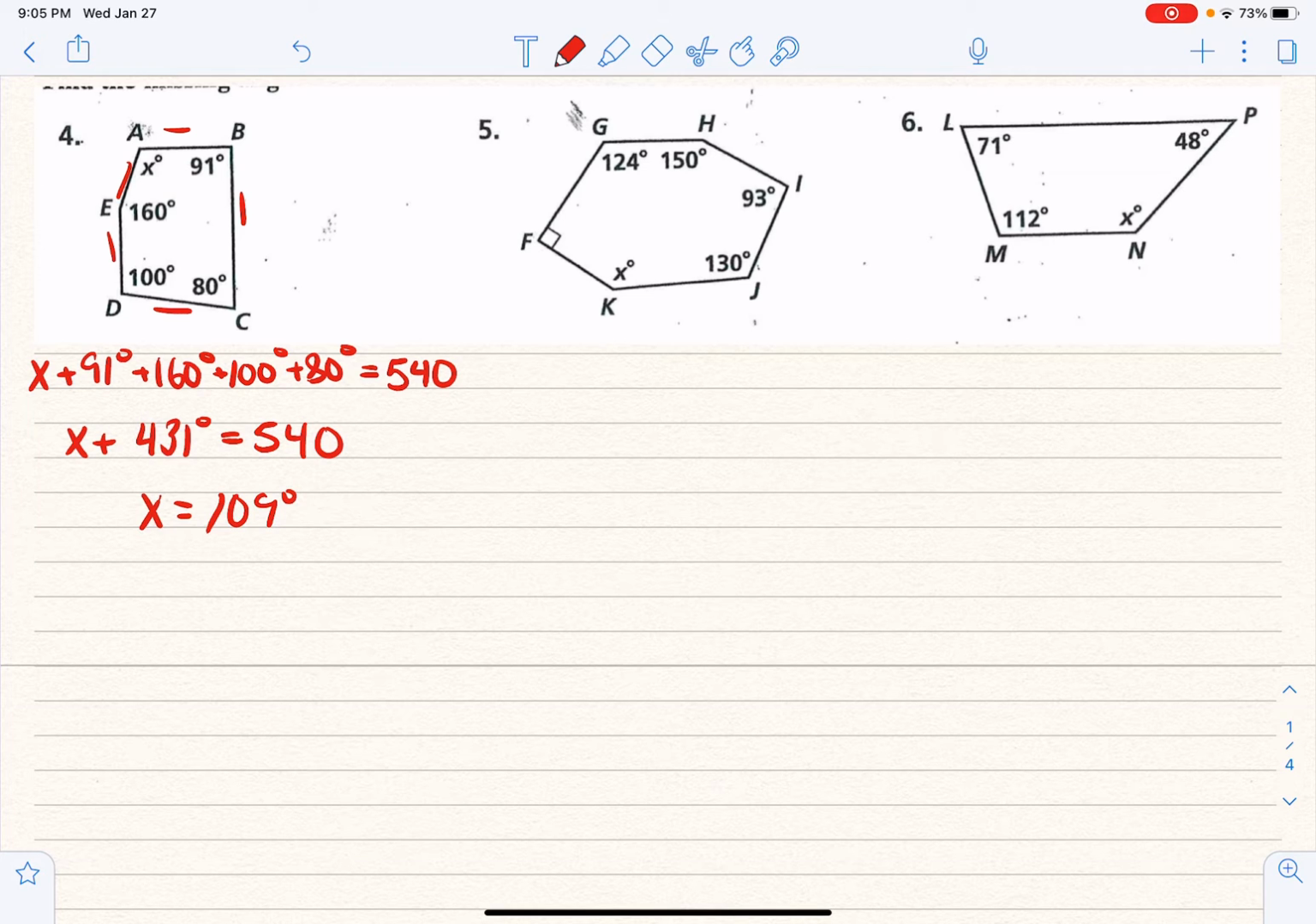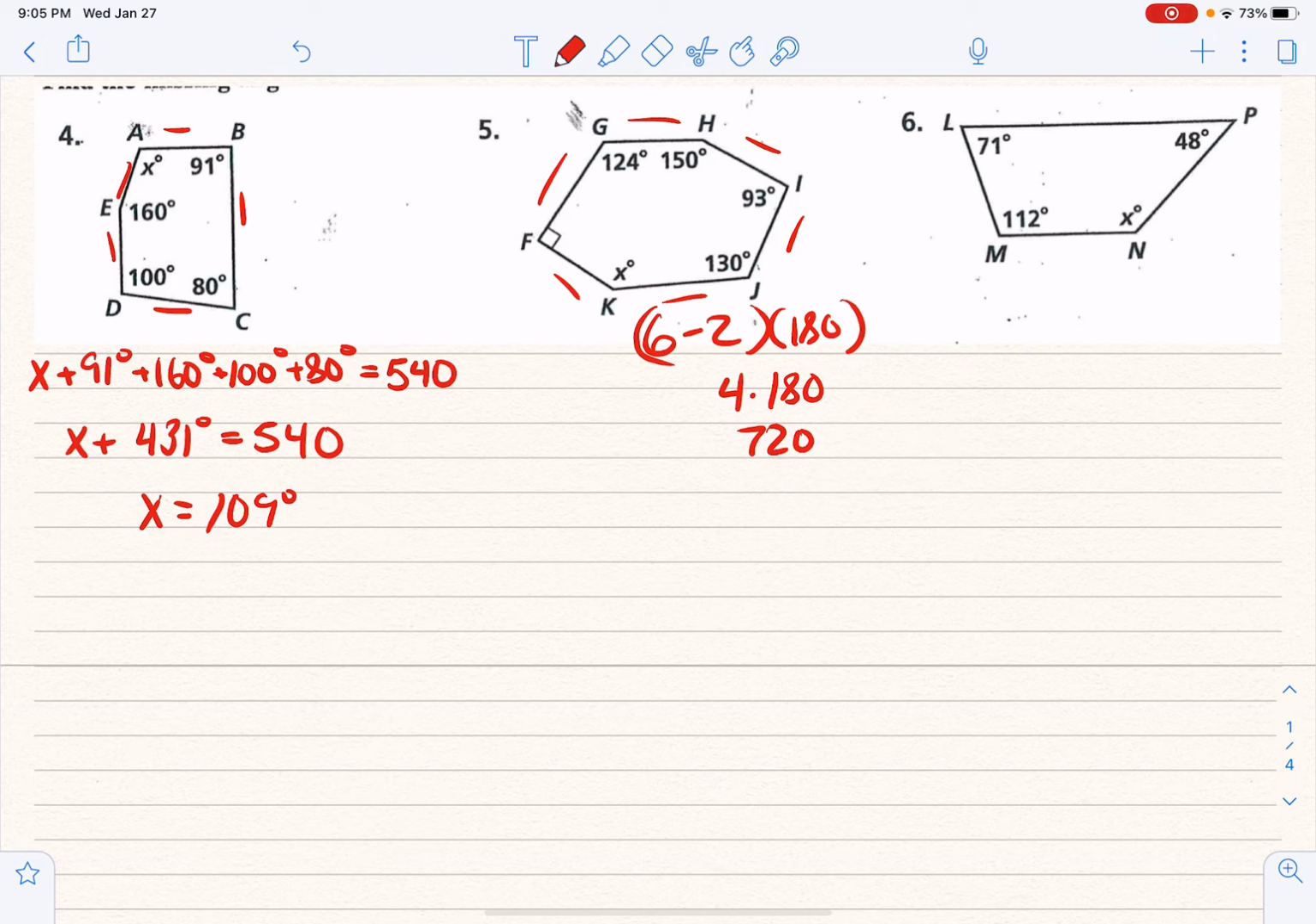All right, next one. This has 1, 2, 3, 4, 5, 6 sides. 6 minus 2 times 180, that's 4 times 180, that gives us 720. So the total for this one is 720. So I know that all of those angles, I'm going to start with that one.